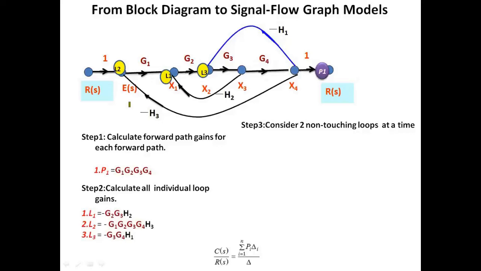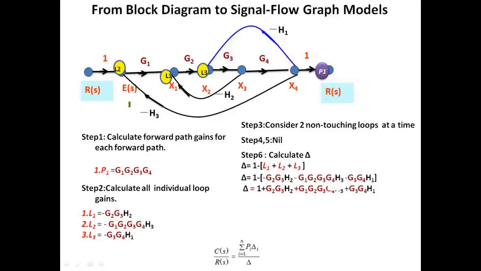Step 3. Consider two non-touching loops at a time. In this given signal flow graph, we have to identify any two loops which are not touching each other. Here it is very clear that all three loops are sharing a common node. Hence, we don't have any two non-touching loops in this example. So, it's null for this case. And if you try for combinations of three non-touching loops, it's again null. So, we don't have any combination of two non-touching, three non-touching, or the rest.